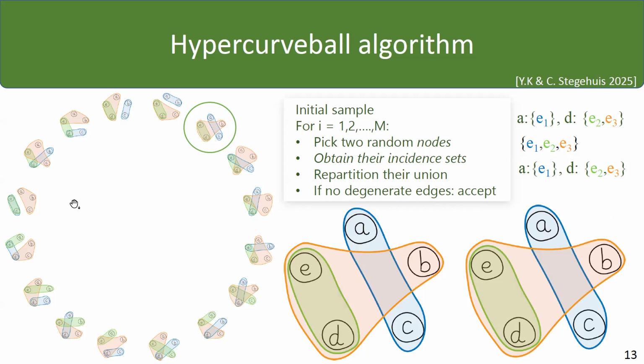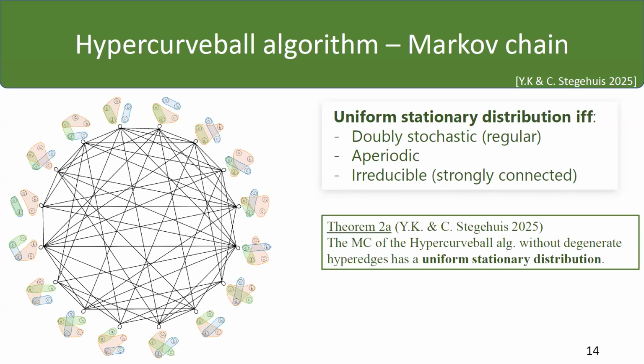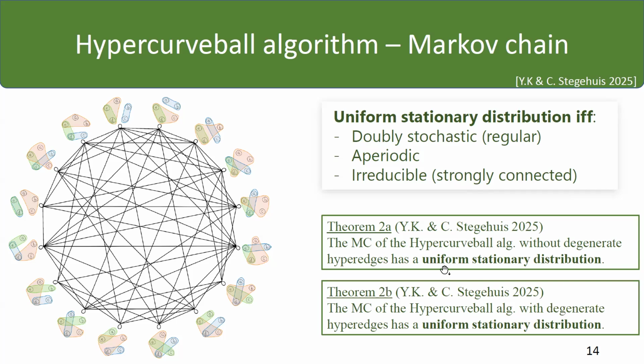Okay, so this is a different algorithm, but it's still Markov. It can still be described by a Markov chain. It looks like this. It's slightly different than the other one. I don't know if you can tell. We will compare them in a second. But still, these 3 properties need to hold for this algorithm to give us a uniform sample. And we were able to prove that this is indeed the case, where if we don't allow degenerate hyperedges, and also if we do allow for degenerate hyperedges. And again, this is independent of the degrees that you pick in the beginning.